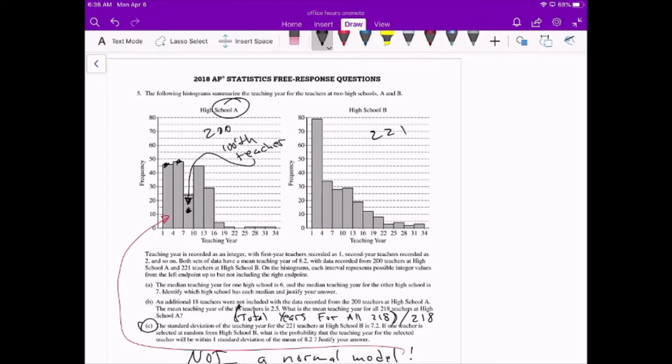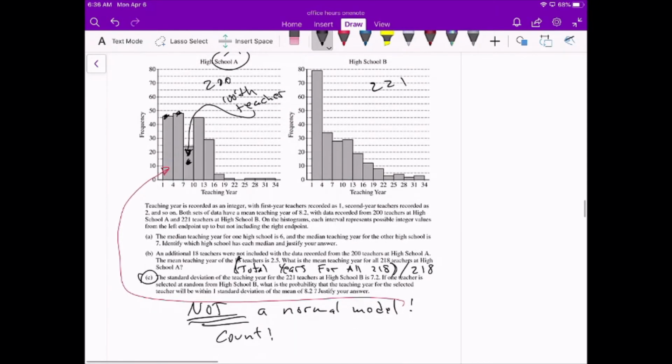For part C, I know when you hear standard deviation, it's easy to start thinking normal model. These graphs are definitely not normal models. They're highly skewed. So part C is just a counting question. You need to go through and figure out how many teachers would be within this much of here. And that's it for number 5.